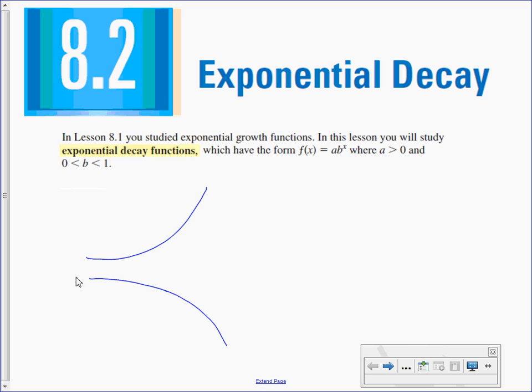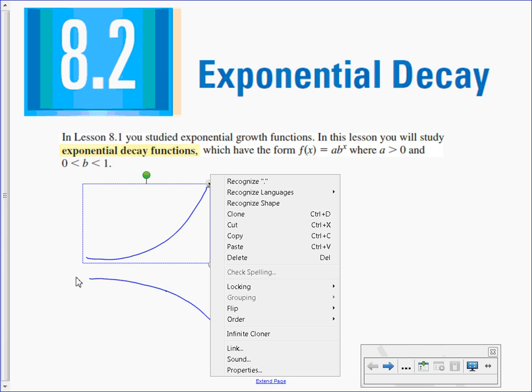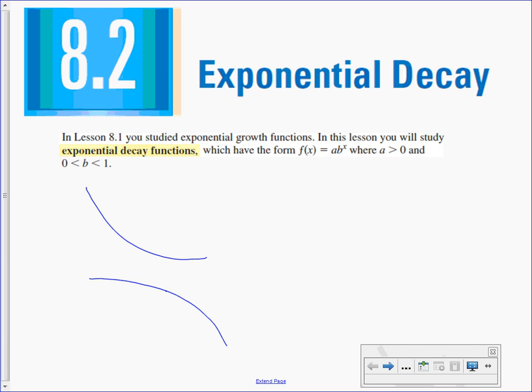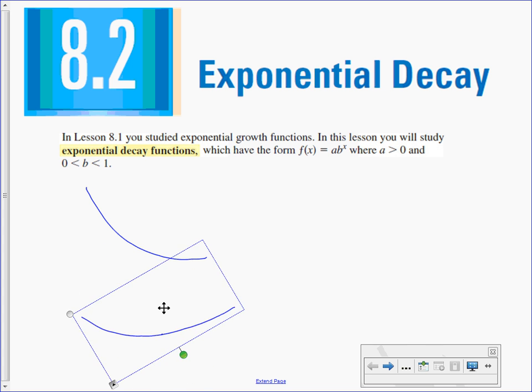So the only difference between exponential decay problems and the exponential growth problems, instead of the graphs looking like this, the graphs will look like that. They just go the other direction.